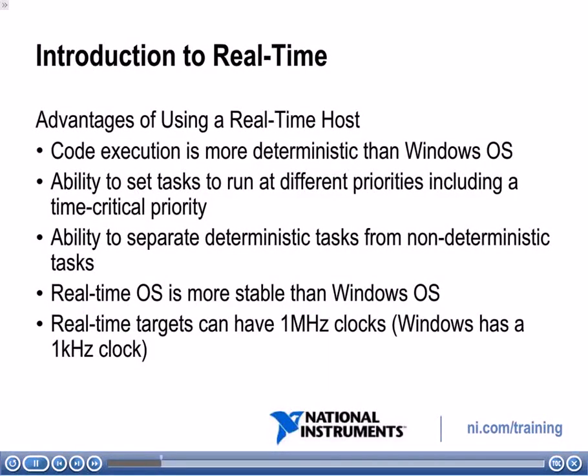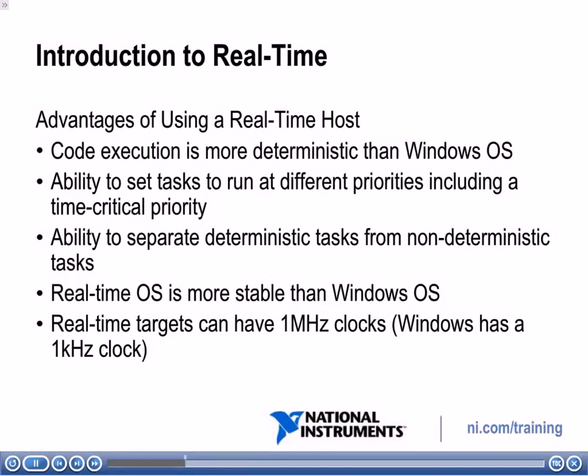In this section, we'll give a quick overview and introduction to real-time. So what are the advantages of using a real-time host versus a Windows host? Code execution on a real-time host is going to be more deterministic than a Windows OS. What that means is the code running on an RT target is going to have much less jitter than something running on Windows, and you're going to be able to more predictably know how long the code execution time is going to take.